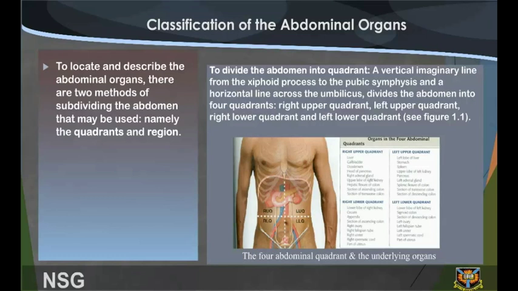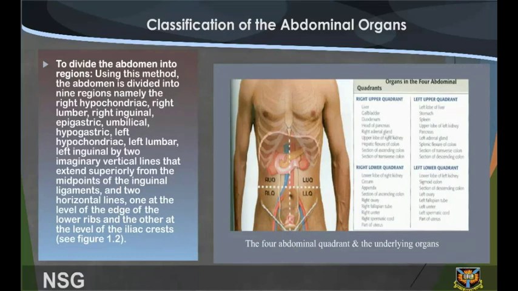Classification of abdominal organs. To locate and describe the abdominal organs, there are two methods of subdividing the abdomen that may be used, namely the quadrant and region. To divide the abdomen into quadrants, a vertical imaginary line from the xiphoid process to the pubic symphysis and a horizontal line across the umbilicus divides the abdomen into 4 quadrants: right upper quadrant, left upper quadrant, right lower quadrant, and a left lower quadrant.